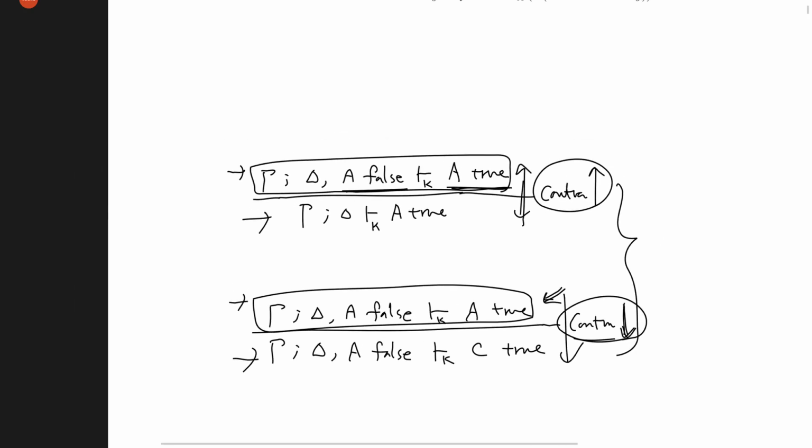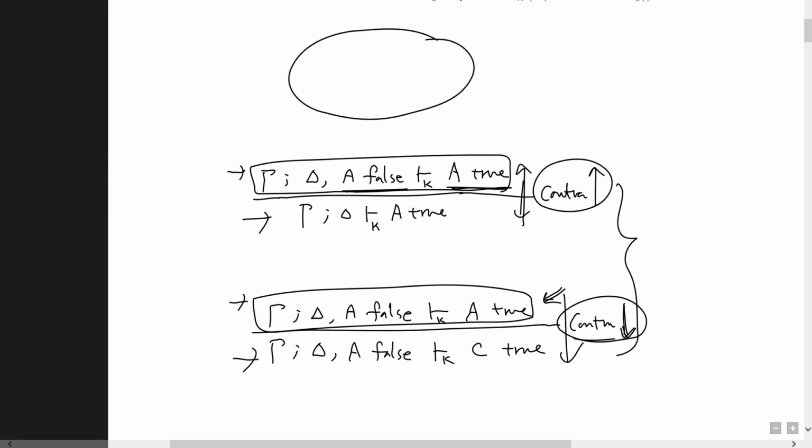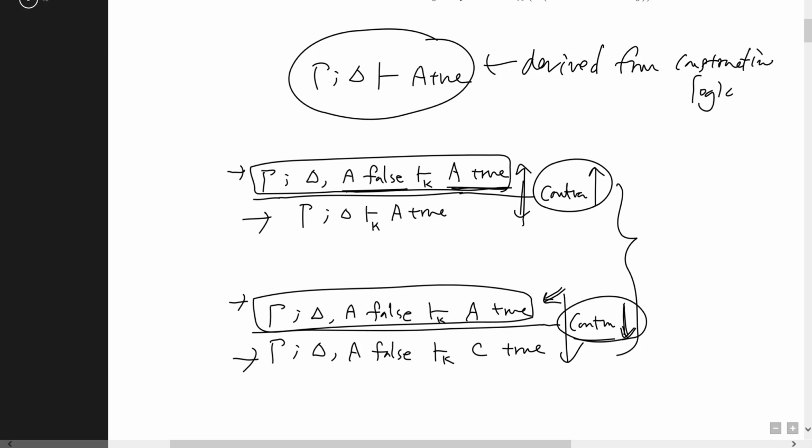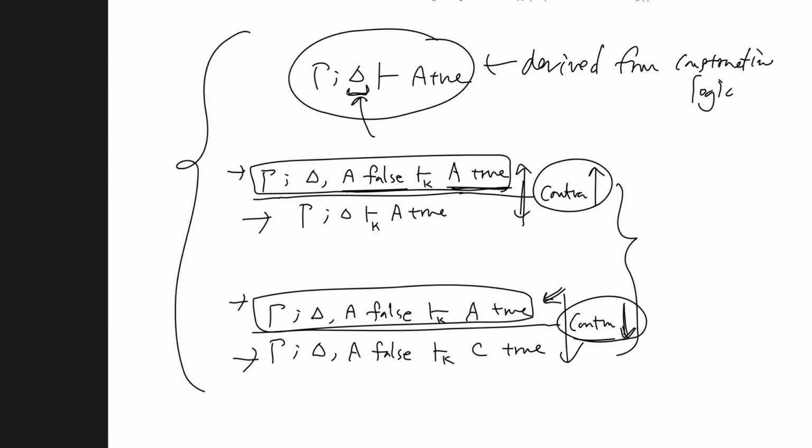So in addition to all the inference rules derived from constructive logic, by simply inserting this delta context, now you have the full system of classical logic using natural deduction.